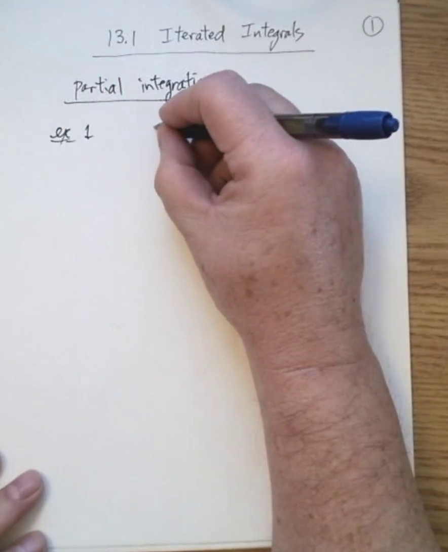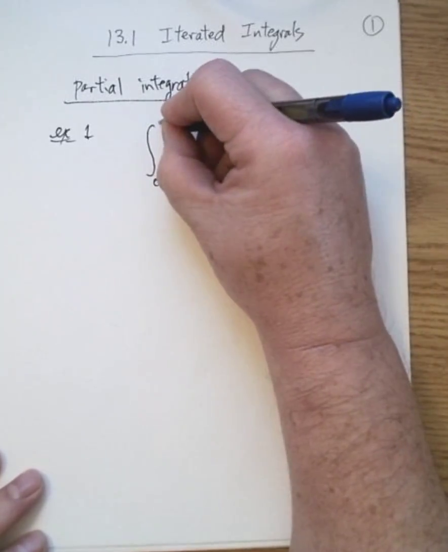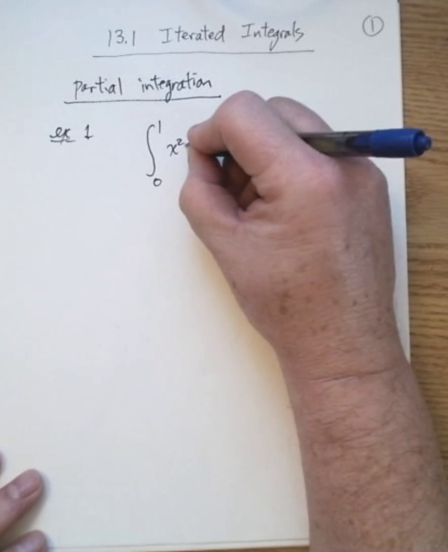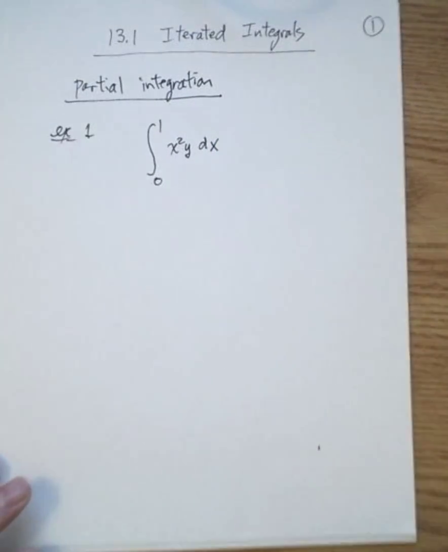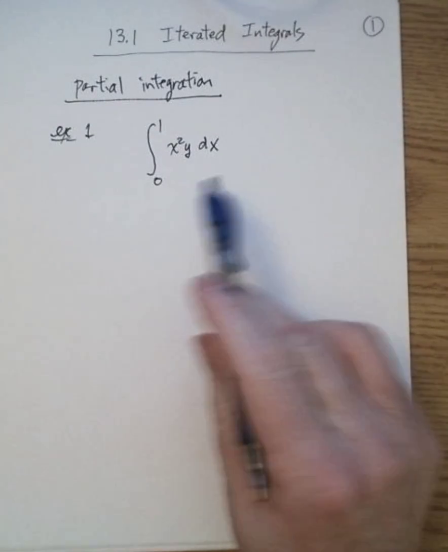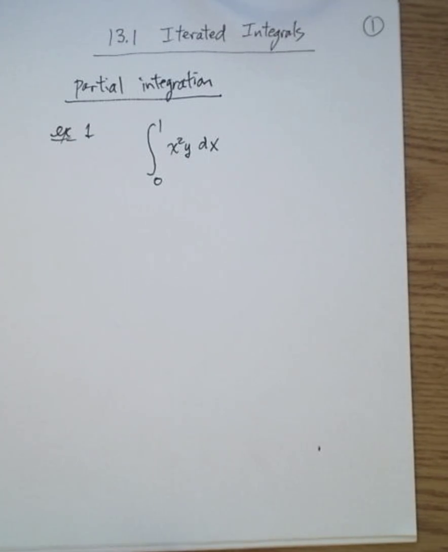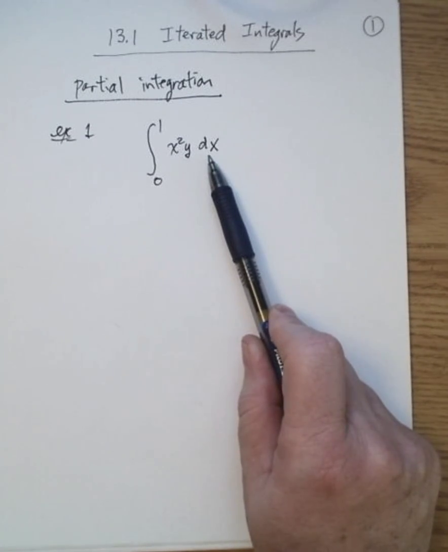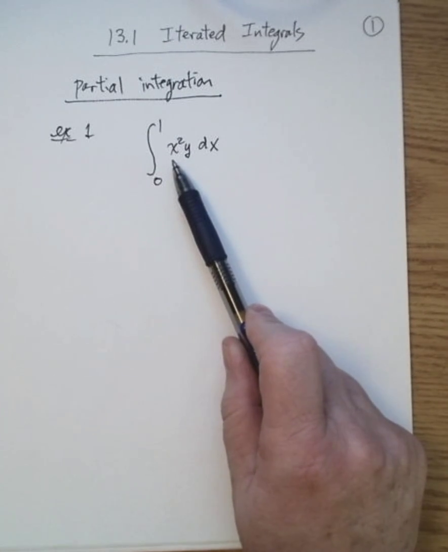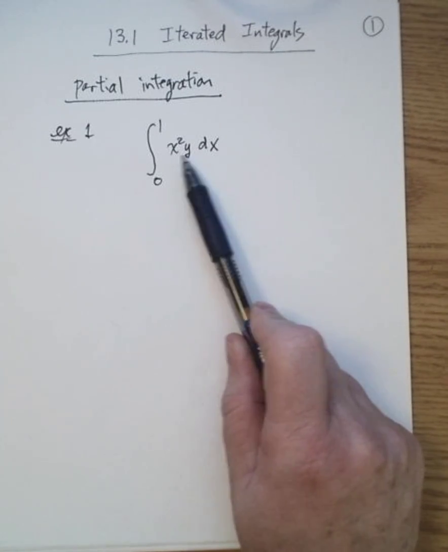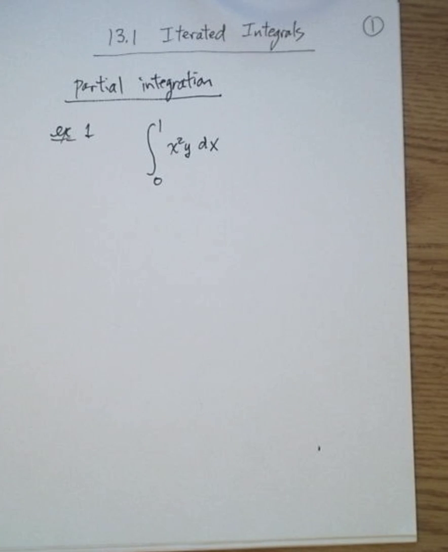I'm going to write here the integral from 0 to 1 of x squared y dx. Now, you remember the idea behind partial differentiation: if you had two independent variables, and you're differentiating with respect to x, you hold y constant, or vice versa. In this integral, I'm only integrating with respect to x, so I'm going to act like y is a constant here. From the form of the integrand, I could take the y out as a constant outside the integral, but I'm not going to do that.